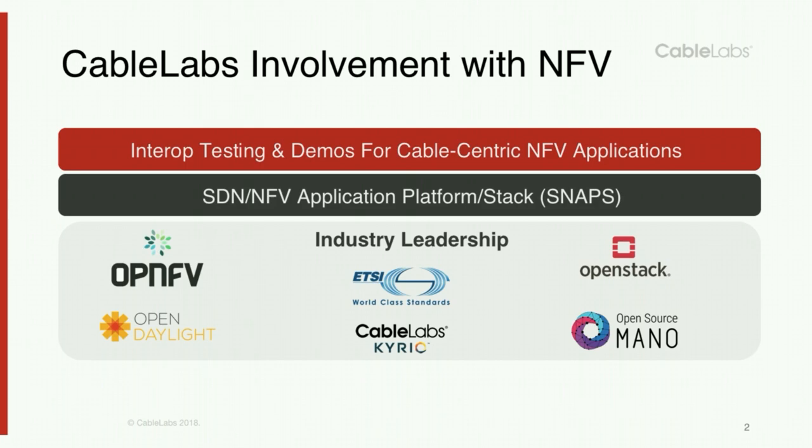The four projects that CableLabs is perhaps most involved in are OPNFV, Open Daylight, OpenStack, and Open Source MANO. And we've talked about all four of these projects in prior chapters. Now this list is not comprehensive. There are many other open source projects that CableLabs is involved with. For example, one of the main ones that comes to mind is Kubernetes. But in the interest of keeping the slide manageable, we have listed four.